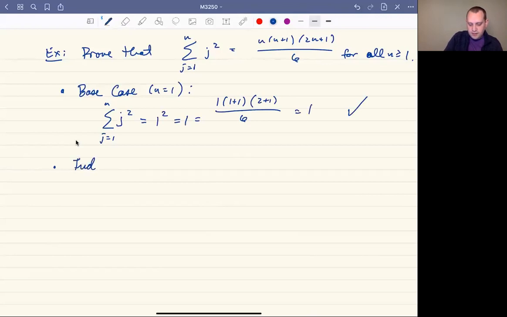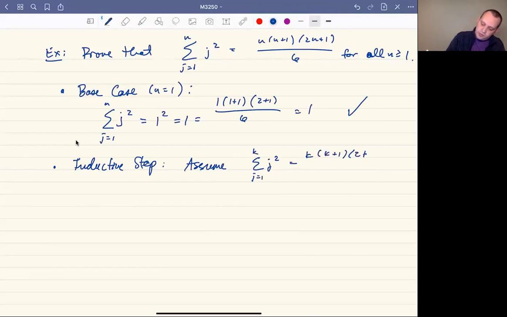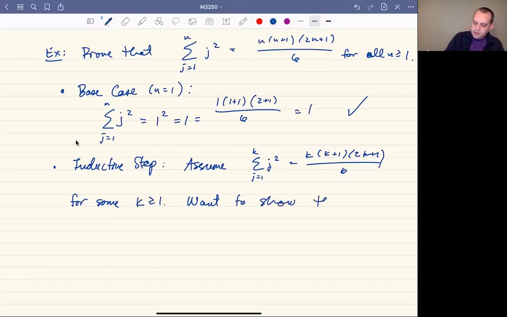Now for our inductive step. For our inductive step, what we're going to do is assume that this is true for some k. So we're going to assume that we have this formula: the sum of the squares from 1 to k is equal to k times k plus 1 times 2k plus 1 over 6. And we want to assume that that's true for some k greater than or equal to 1. And then we want to show that the sum of j squared as j goes from 1 to k plus 1 is going to be whatever our formula is when n is equal to k plus 1.